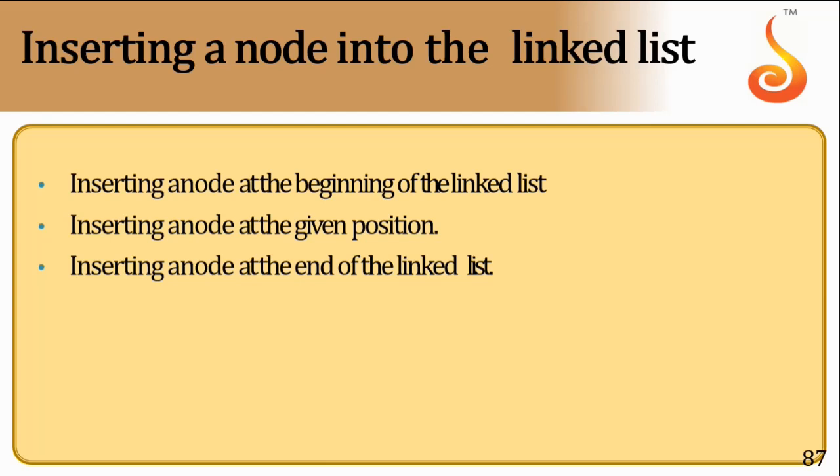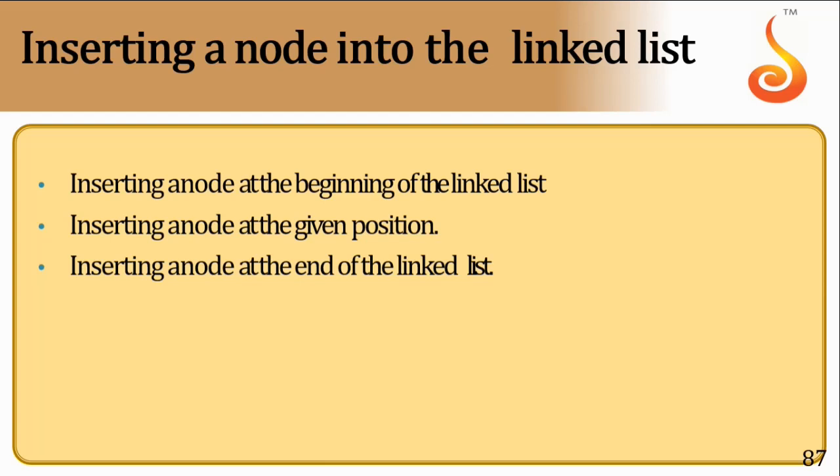Beginning is also easy, end also easy, but then at a given position is a little complicated, right? Because at a given position, you take care of two nodes. That is, the previous node has to point to the new node and this has to point to the next node. Whereas the beginning or the end is very easy when compared to a given location.